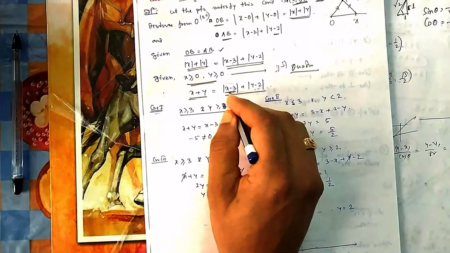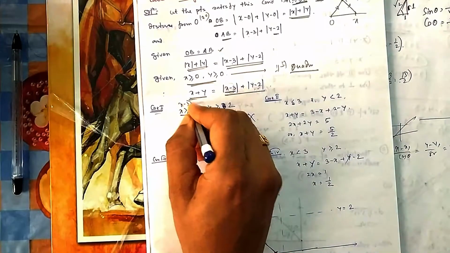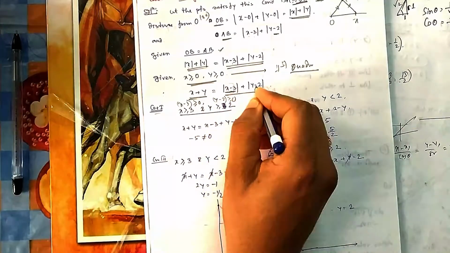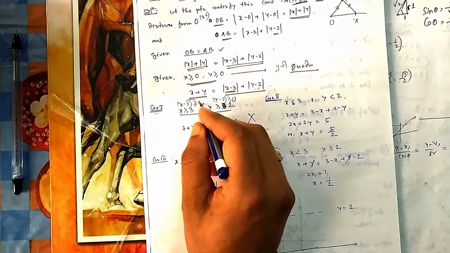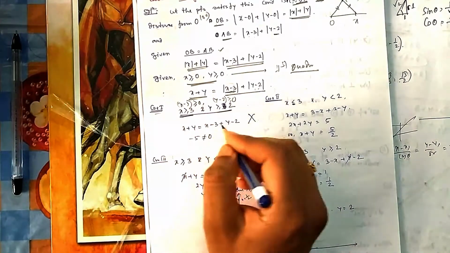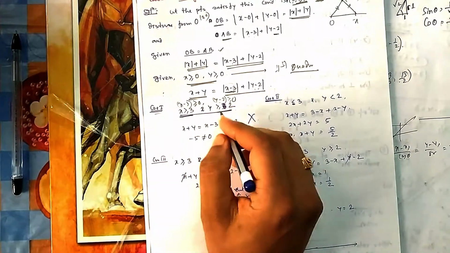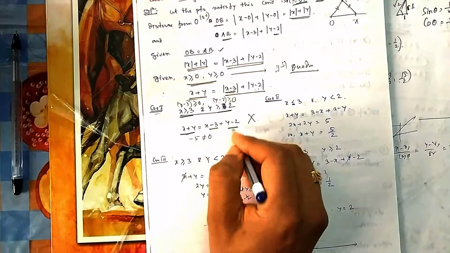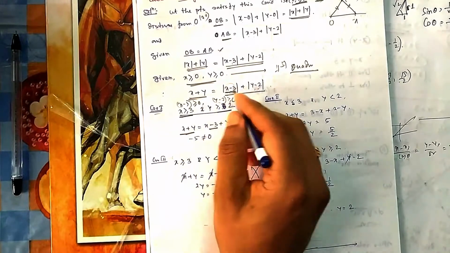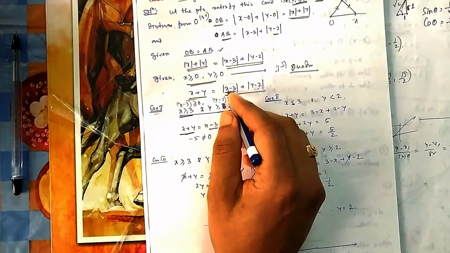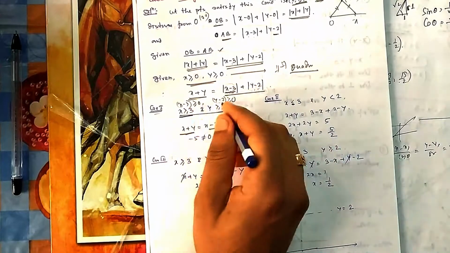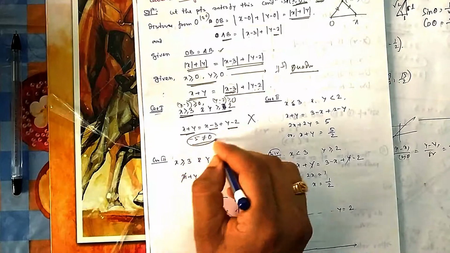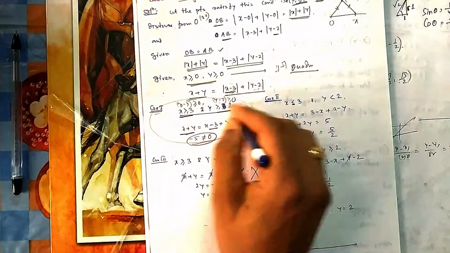Suppose x minus 3 is positive, x minus 3 is greater than 0, and y minus 2 is also greater than 0. If both are greater than 0, there is no need of mod. X minus 3 greater than 0 means x is greater than 3, and y is greater than 2. You can simply write x plus y equal to x minus 3 plus y minus 2, because both are positive. What is the purpose of mod? To make it positive, and they are inbuilt positive, so there is no need. If you solve it, you will find minus 5 equal to 0, which is not a possible case. So case 1 is not feasible.